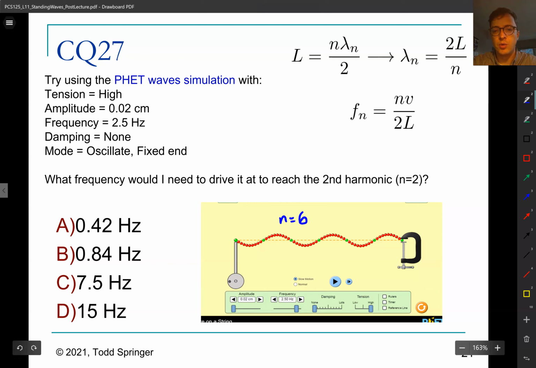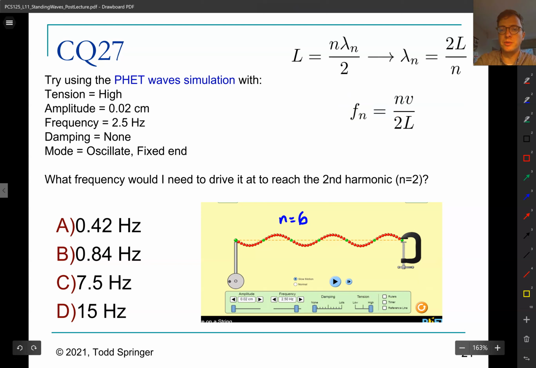Now the question is, what do I need to change about it if I want to reach n equals 2? The formula that we're looking at is this one, right? Now v is fixed. I don't change the tension of the string or anything, and I don't change the length either. So the only thing that I have is that the frequency is proportional to n, right?